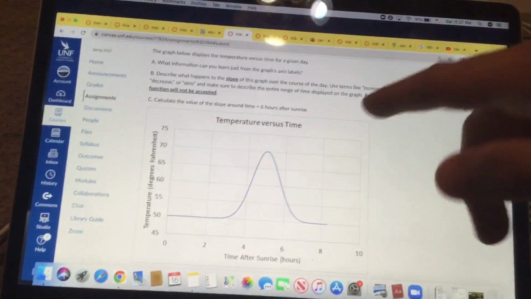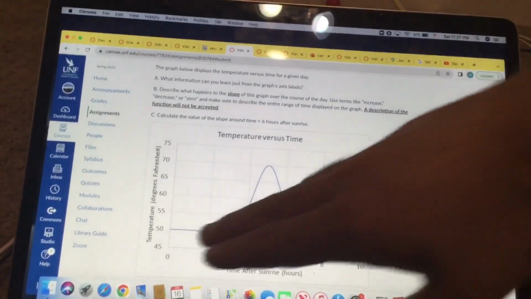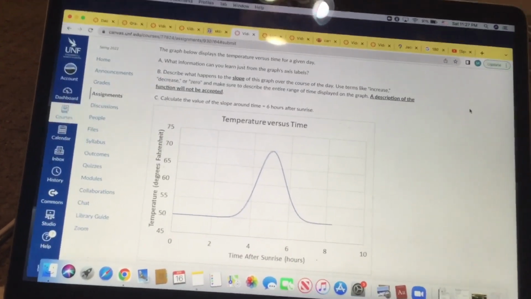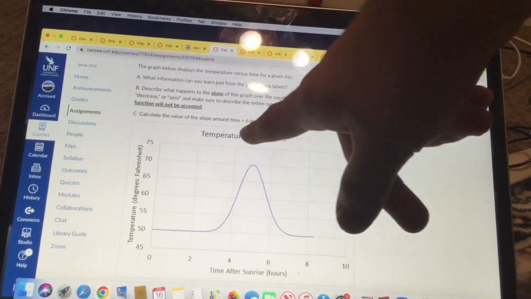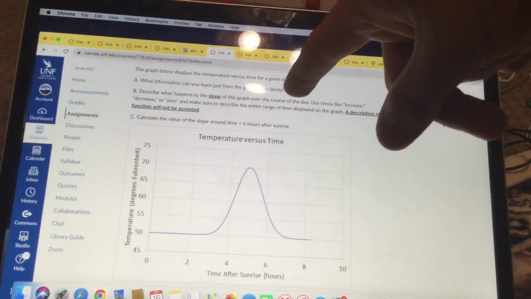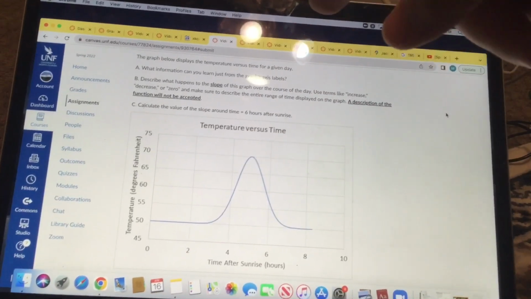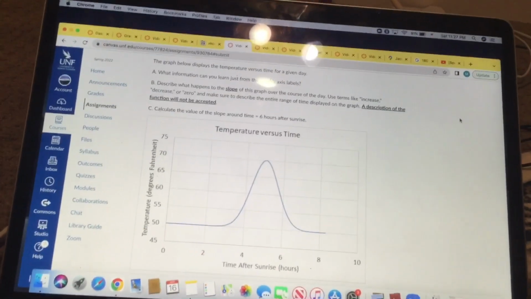So now that we have this, and we know that we're going to have increases and decreases, let's go ahead and see what we're going to have for a slope at 6 hours after sunrise. Oh, 6 hours after sunrise, so that means I did the calculation wrong on that part. So we're going to find out what our slope is after 6 hours of sunrise.